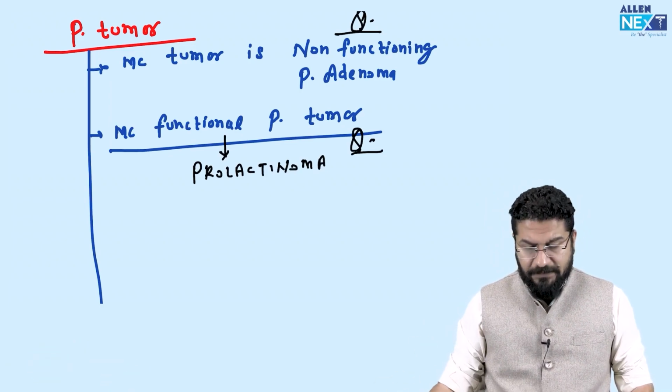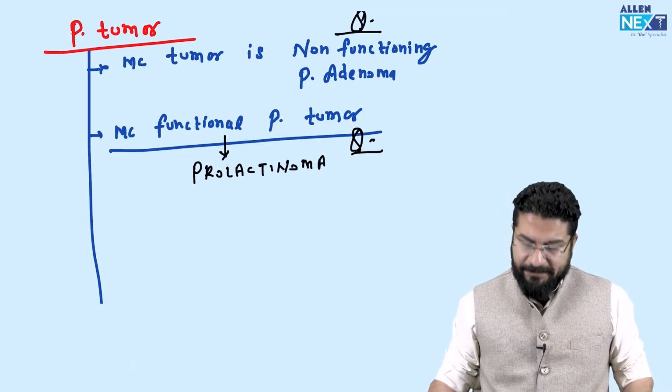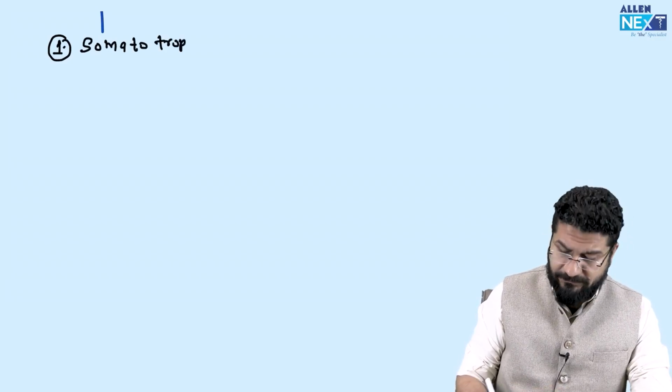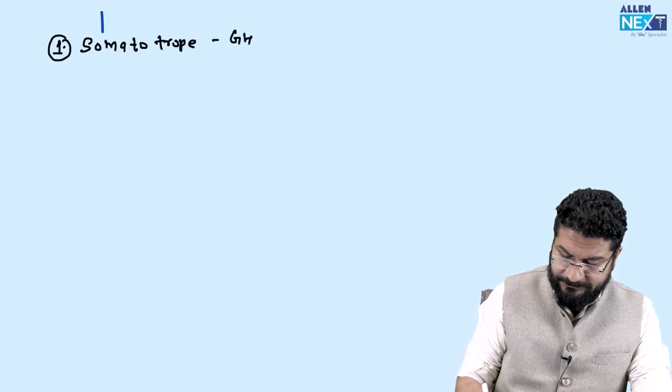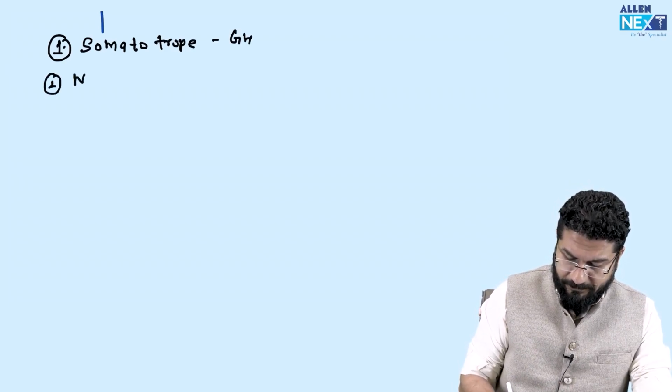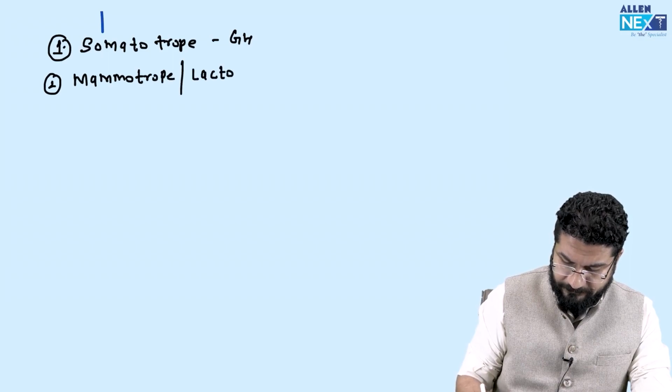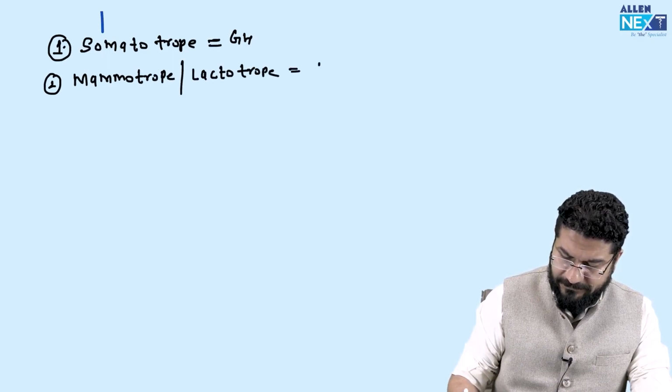Clear? Now again, a little basic thing: in pituitary we have certain types of cells. There are 5 types of cells. First is somatotrope. These somatotropes are the cells which release growth hormone. Second cell is called mammotrope. Sometimes we also call them lactotrope. Mammotrope or lactotrope, these are the cells which release prolactin.